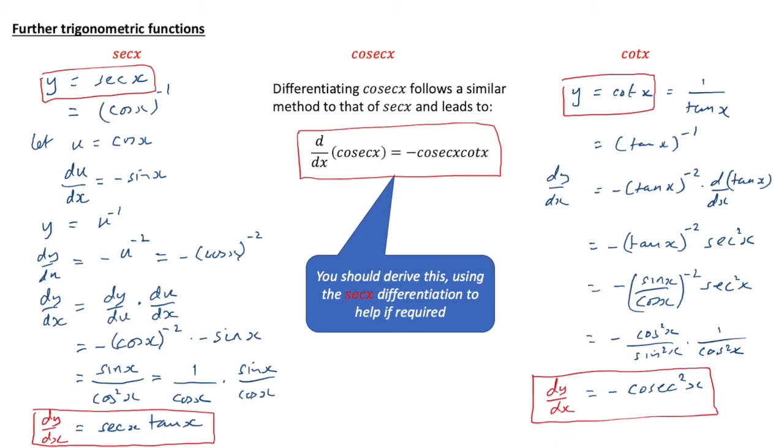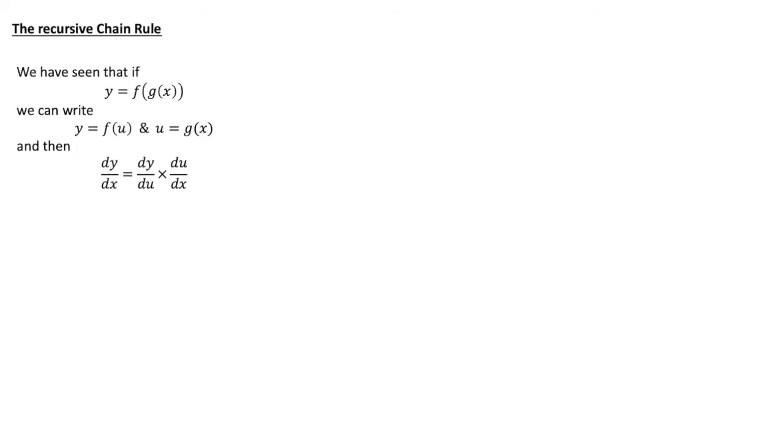Okay, so we'll now have a look at the recursive chain rule, and recursive means something that can be repeated or applied repeatedly. We've seen before that if y is equal to f of g of x, then if we write y equals f of u and u equals g of x, then we can find dy by dx by doing dy by du times du by dx. And we can extend this.